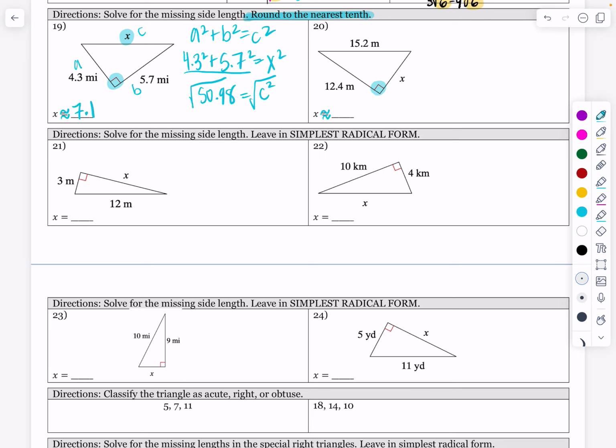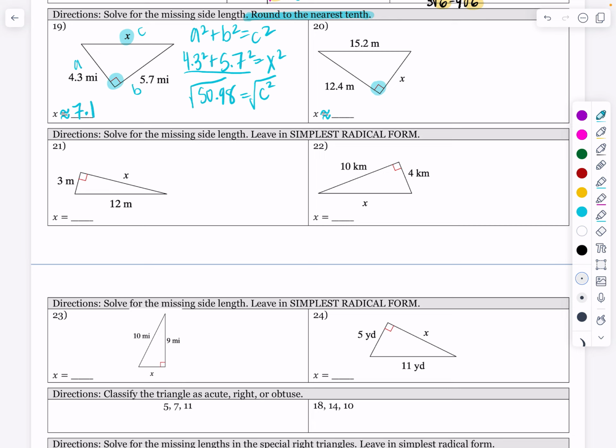Now, I want to pause here. The nearest tenth does not mean the nearest whole number. A few of you got confused on that on the last test. The nearest tenth is one spot after the decimal point. So what you do is you look at the number behind it, and that tells you whether you should round up or whether you should round down. So let me type that in real quick.